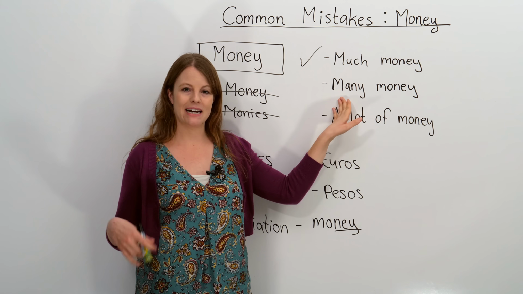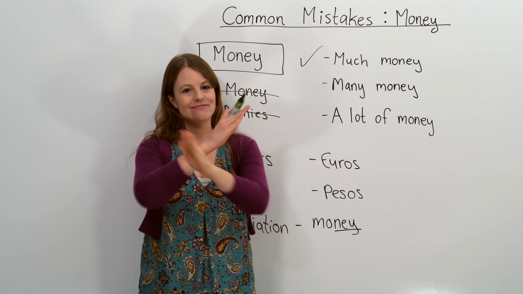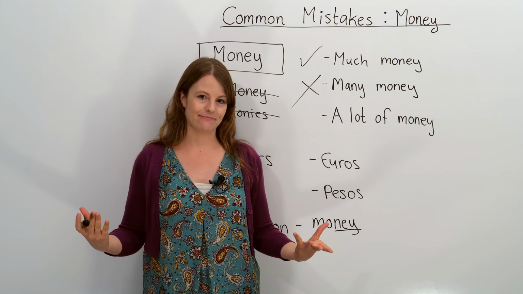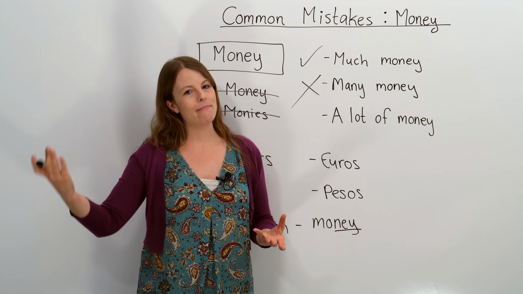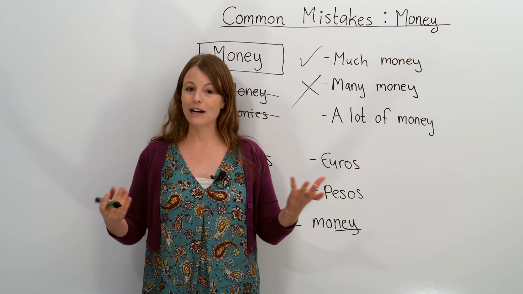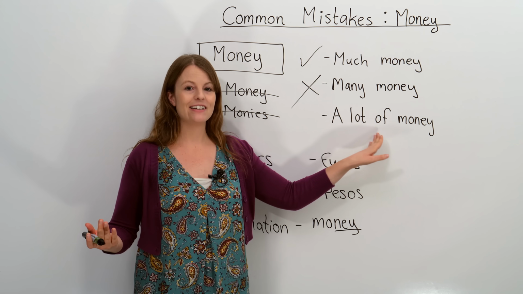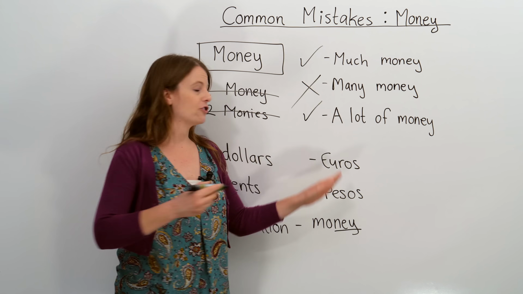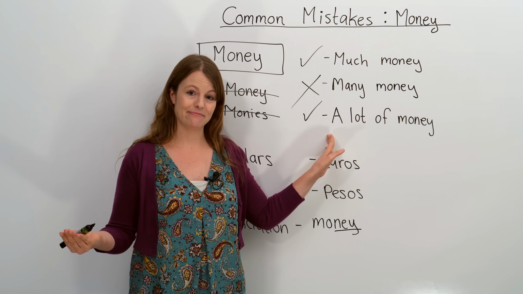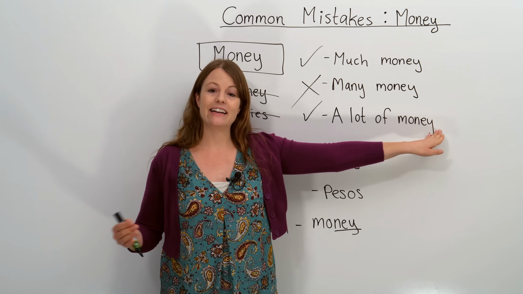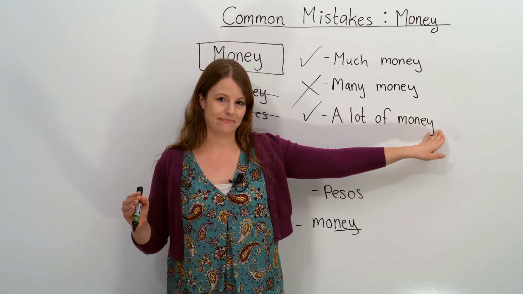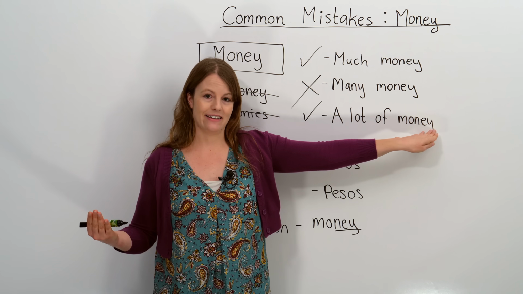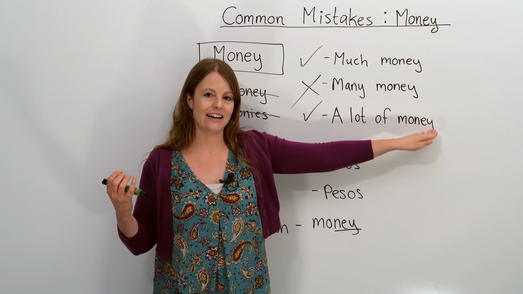Can we say many money? I have many money. No. So this is incorrect. We do not say many money. If you get confused with many and much, what I recommend you do is just use a lot. You can use a lot with countable or uncountable nouns. So this is correct. You can say a lot of money. And again, notice there is never an S on money. Even if we are talking about a lot of money, there is no S because it is uncountable.